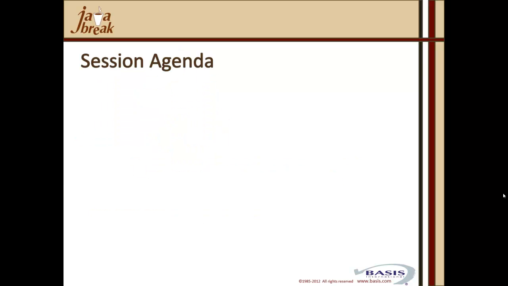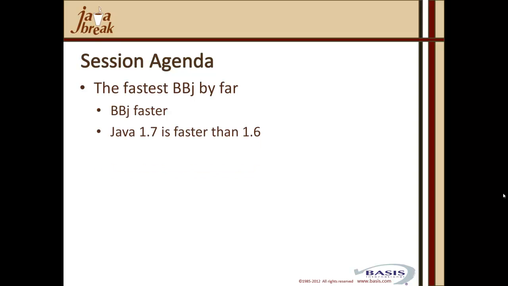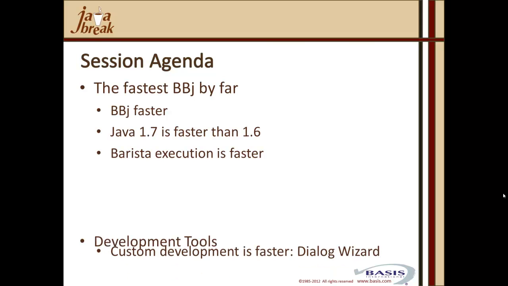I'm very excited to take you through today's agenda. We're going to show you how BBj's language has been optimized to be faster. We'll tell you about how Java 1.7 is faster than 1.6. 1.7 is fully supported with BBj 12. We'll show you how Barista has been optimized to execute faster.